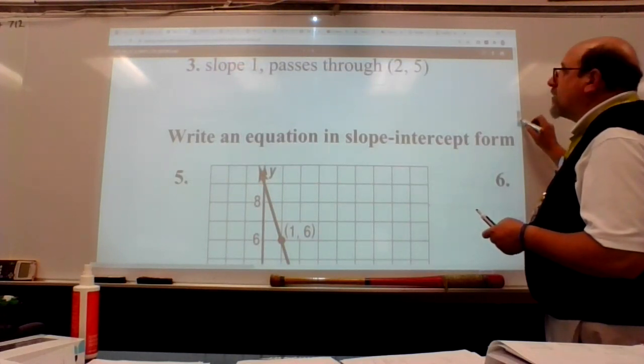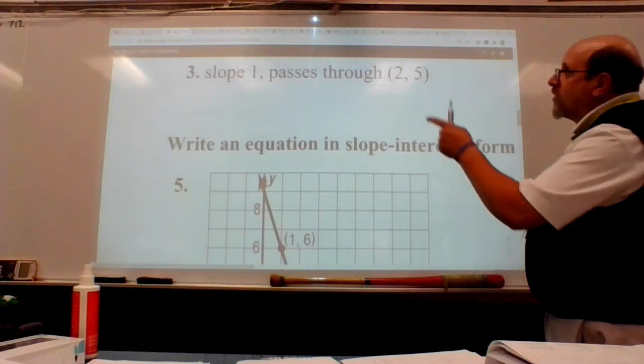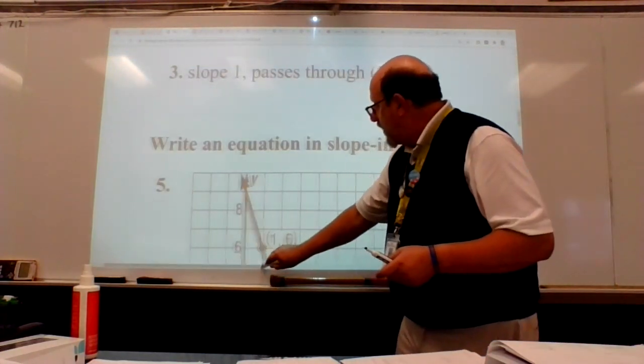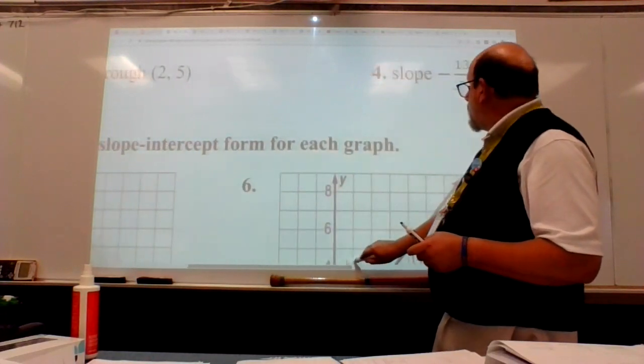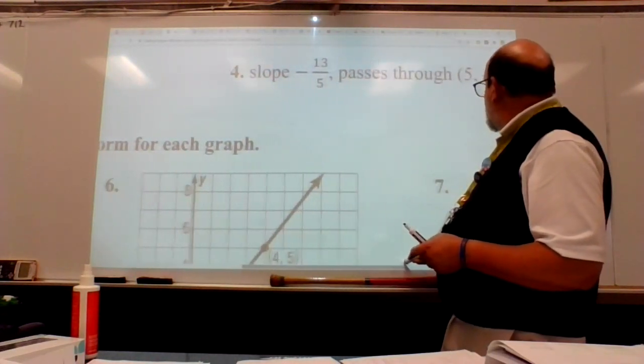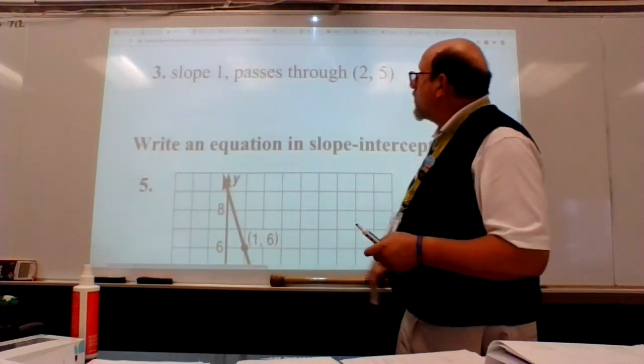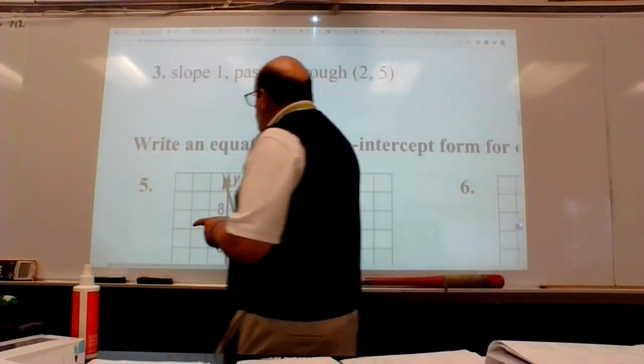This one says we're given a slope of, slope of 1's way too easy. Let me slide it over and do the more difficult one. I lied to you. Let's do that one. A slope of 1 and it passes through (2, 5).